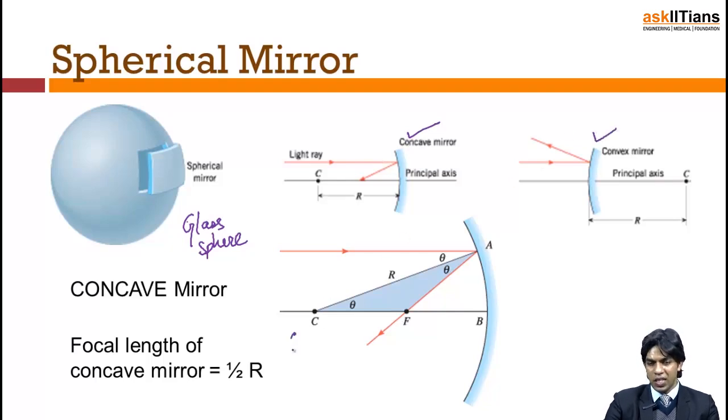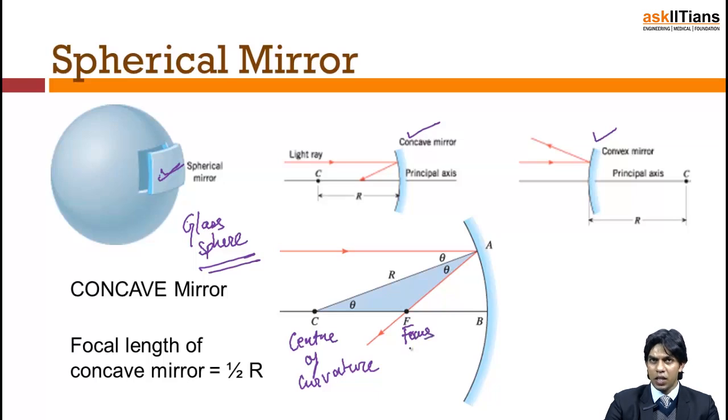And this point C is called the center of curvature. That is, it's the center of the glass sphere from which this piece of glass was extracted. That's C. Now F is called the focus.